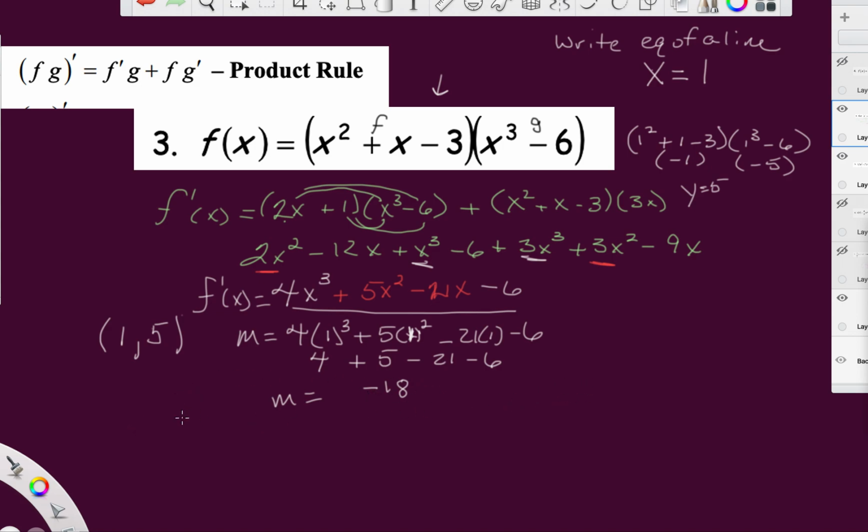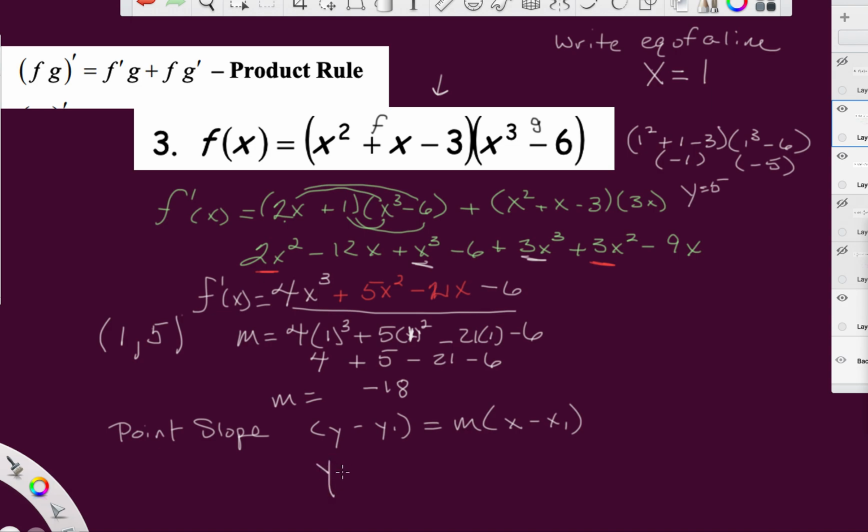Now I put it into point slope form. Point slope is y minus y1, which is the y coordinate of this coordinate pair here, equals my slope times x minus x1. Now I've got both an x coordinate and a y coordinate, and a slope right here. So I just put those numbers in.